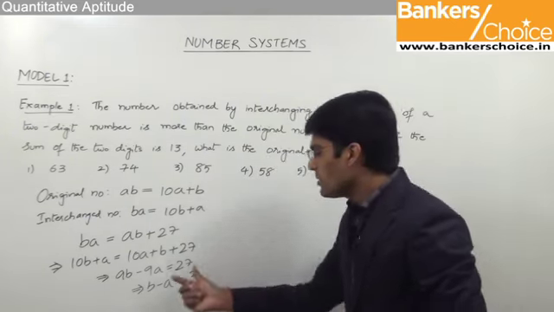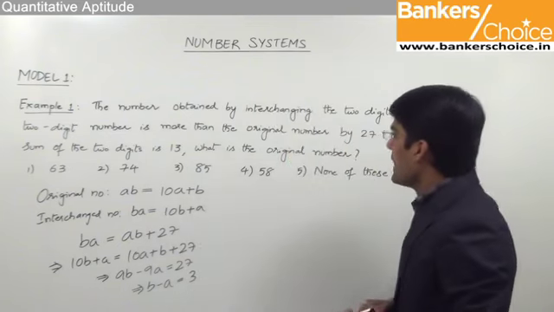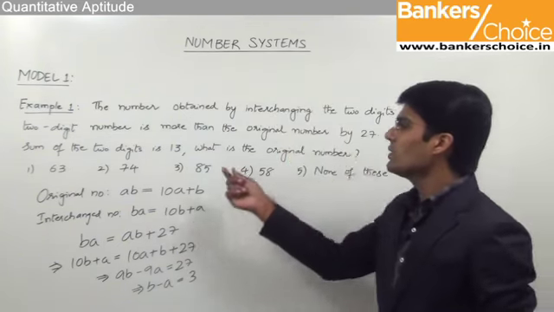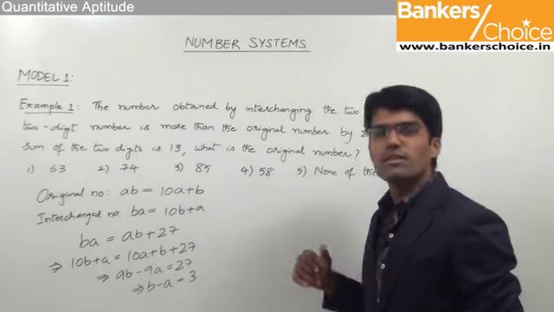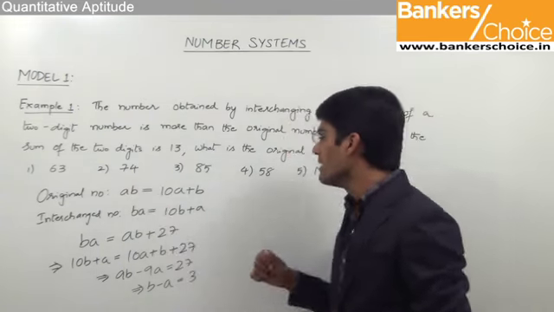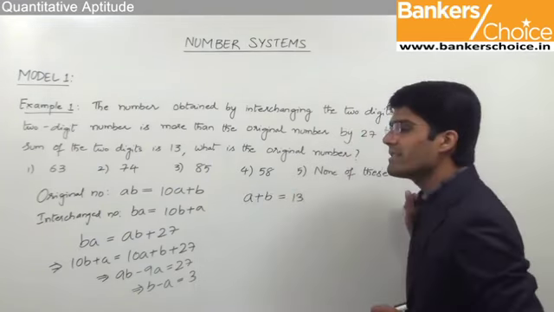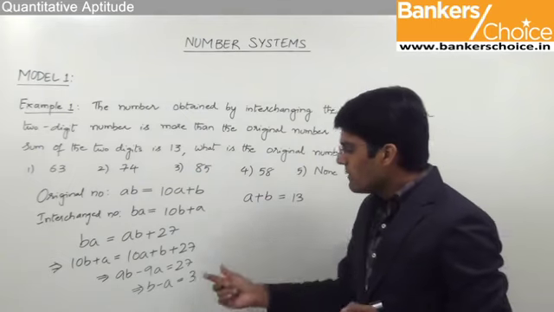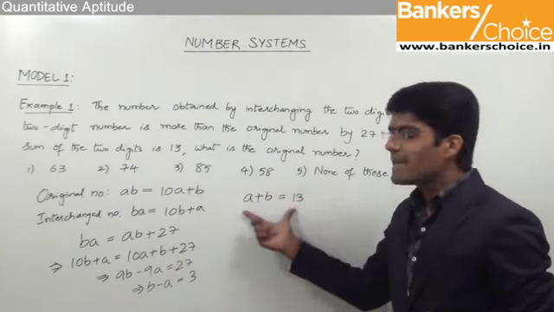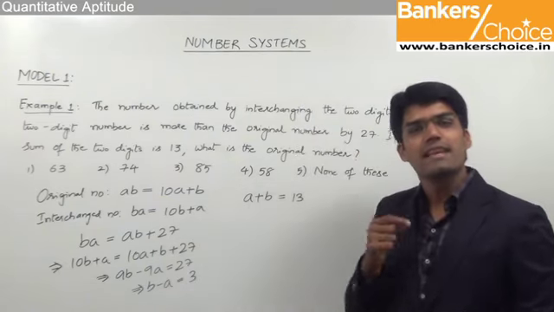So now we know that the difference of the two digits, B minus A, is equal to 3. And the next statement here is, if the sum of the two digits is 13, what is the original number? So we also know that the sum of the two digits A and B, A plus B, is equal to 13 as given in the second statement. Now we know the difference of the two digits as well as the sum of the two digits. That means we have two equations and two variables A and B.